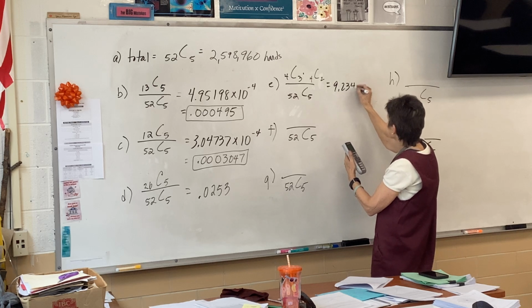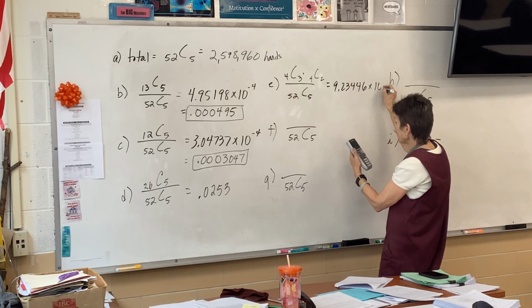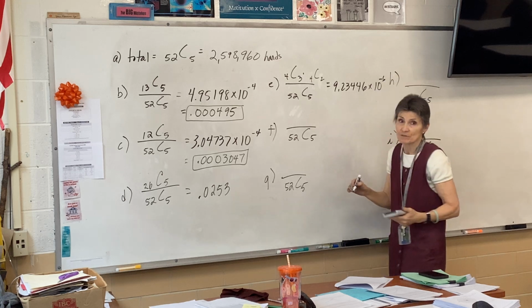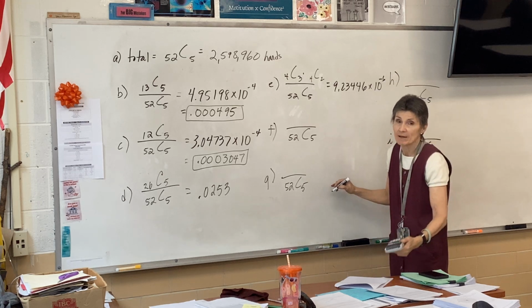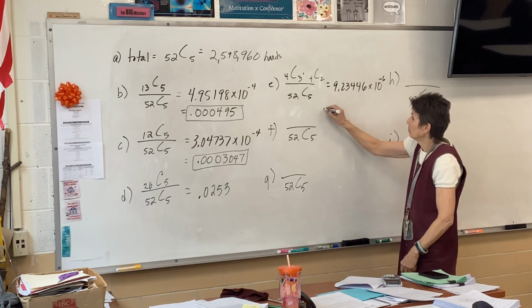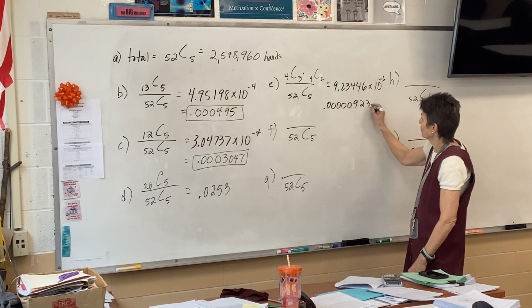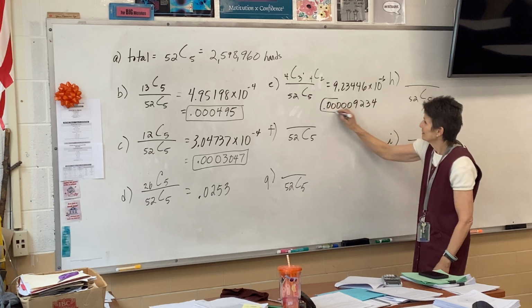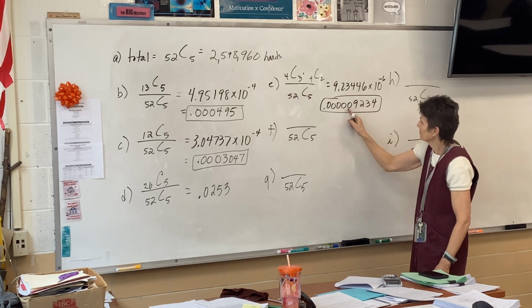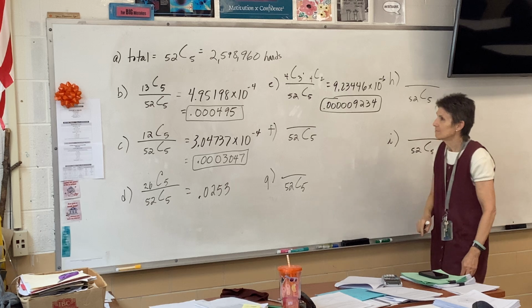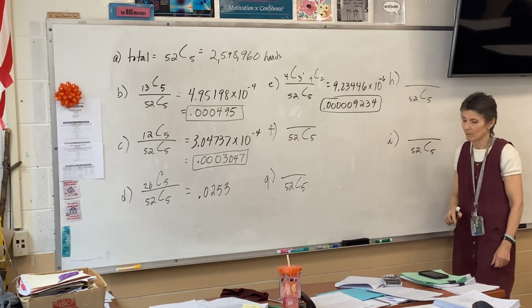9.23446 times 10 to the, oh my gosh, -6th. That is a very small number. 0.000009234. Wow. Yeah. Very, very, very tiny number.